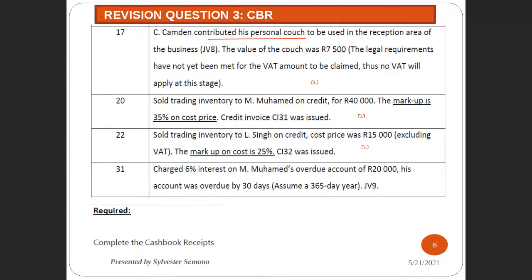Yes, you are correct. The equipment contribution will always be recorded in the GJ. So in a nutshell, any contribution other than cash must go to the GJ. I hope you are following.